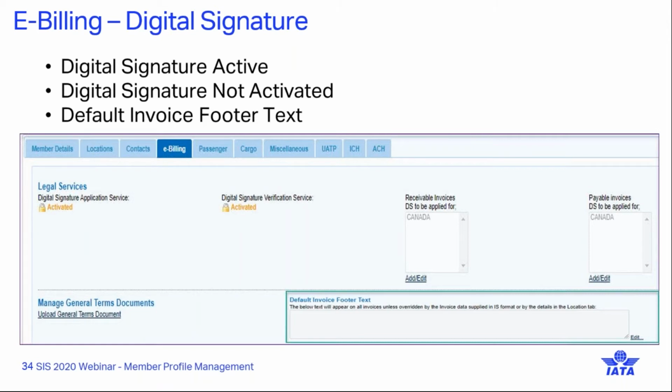Additionally, as you can see here, you can manage the general terms documents by uploading the PDF document in this part. And in the end, you can choose to have the default invoice footer that will be your text, or it will be overridden by the location tab as explained before.